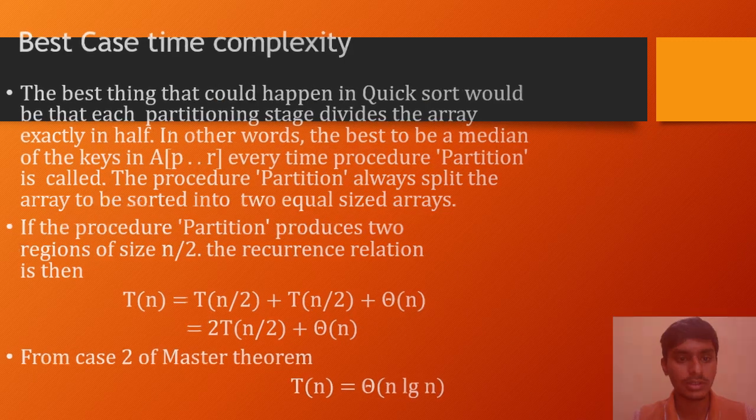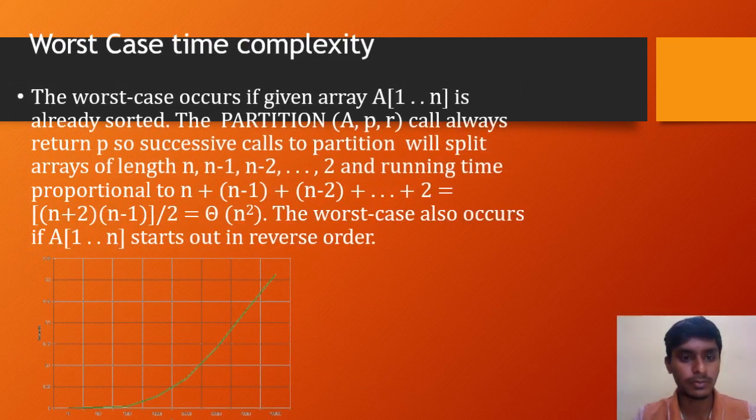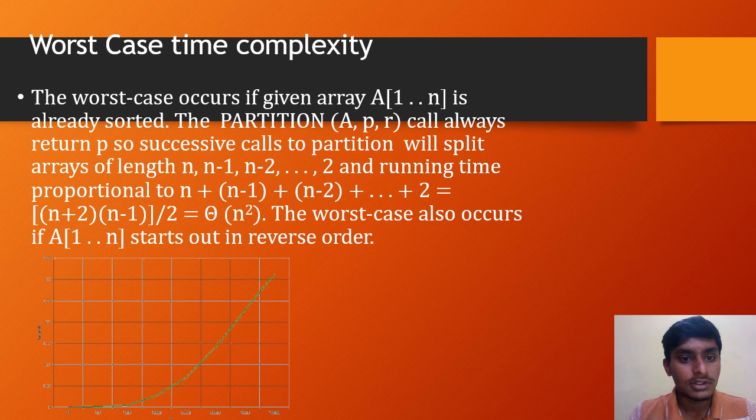Worst case complexity. The worst case occurs if the given array A of 1 to n is already sorted. The partition, A of P, will always return P, so successive calls to partition will split the array of length n into n minus 1, n minus 2, down to 2, etc. The running time is proportional to n plus n minus 1 plus n minus 2 plus and so on, which is equal to n times n plus 1 divided by 2, which is theta of n square.